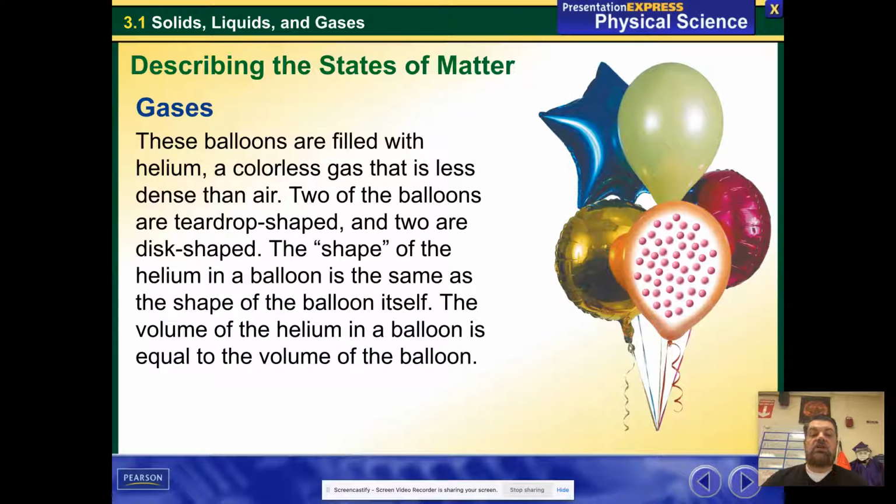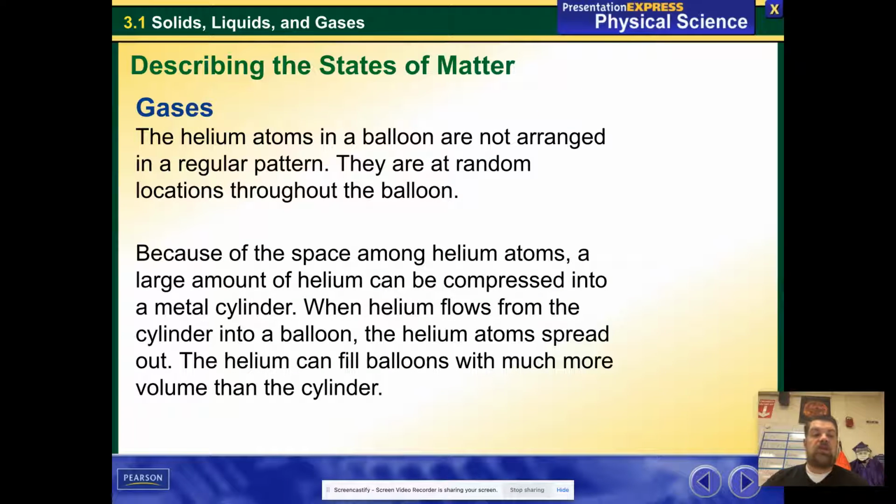If you look at their molecules, though, they're spaced out a little bit further apart. Okay? The helium atoms in a balloon are not arranged in a regular pattern. They are in random locations throughout the balloon. Because of the space among the helium atoms, a large amount of the helium can be compressed into a metal cylinder. When the helium flows from the cylinder into the balloon, the helium atoms spread out. The helium can fill balloons with much more volume than in the cylinder.